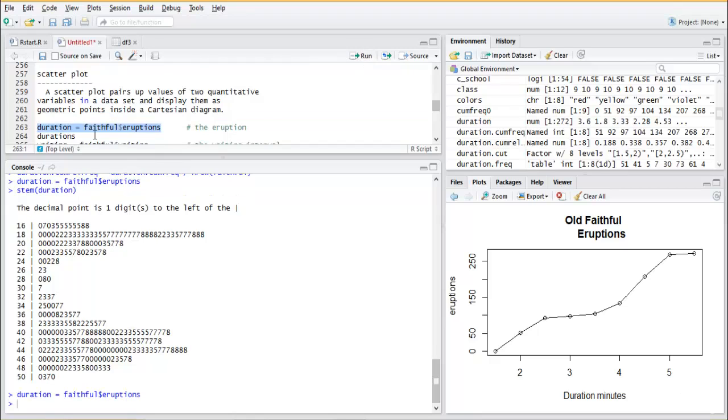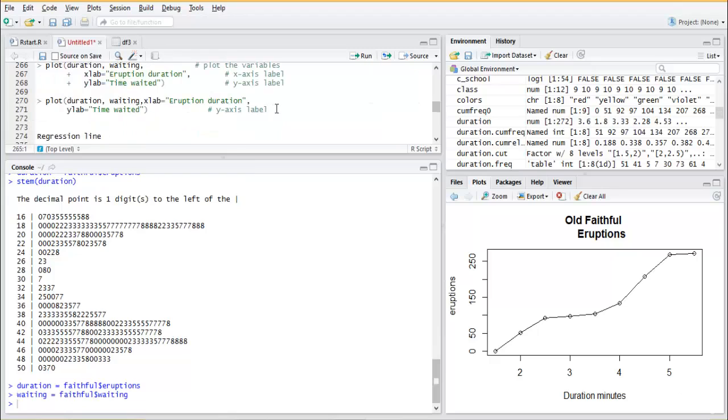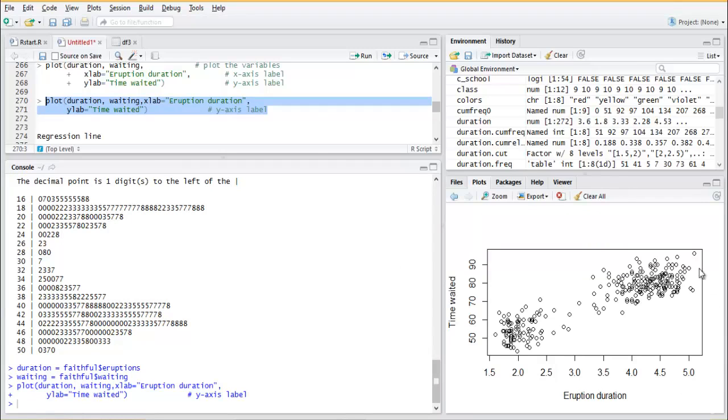So let's first get the duration. One variable is duration, another variable is waiting. This is the syntax. Plot is the command with duration and waiting, and then there are labels, xlab and ylab. Cool. So this is the scatter plot of two observations. The y-axis is the waiting time, the x-axis is the eruptions, and all the observations are plotted.